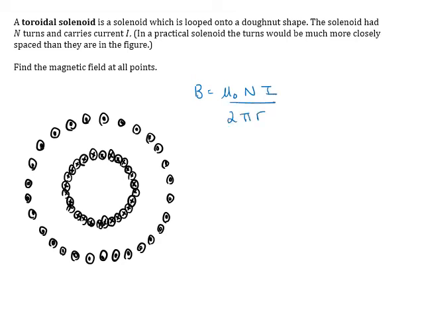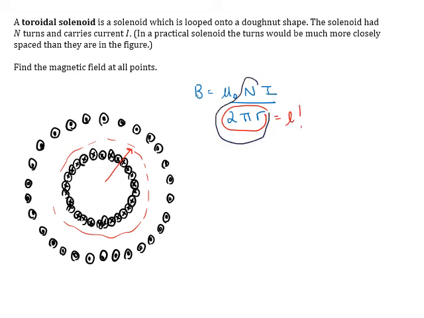Well, let's look at this. Let's remember that we're dealing with a solenoid, and let's ask, what is 2 pi r? 2 pi r is the circumference of the circle that goes around the inside of that solenoid. So this is equal to the length. That means n over length is what we called coil density in our solenoid.